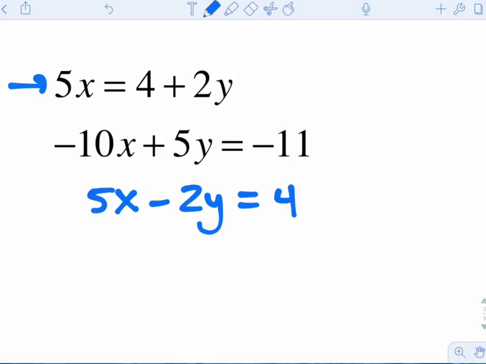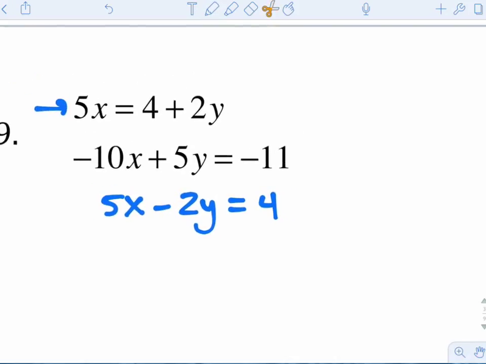Now we need to somehow manufacture additive inverses on the coefficients of either x or y, and I'm thinking the easiest place to do it is probably the x ones. So if we multiply both sides of this second equation by 2, we'll have a 10x, which when we add negative 10x to it, we'll get 0, so we'll have no more x's, and we'll have a nice equation with just y's in it. So here we go.